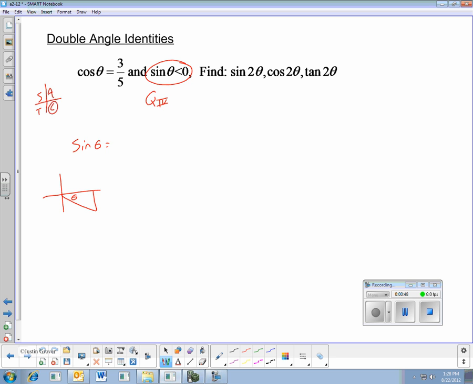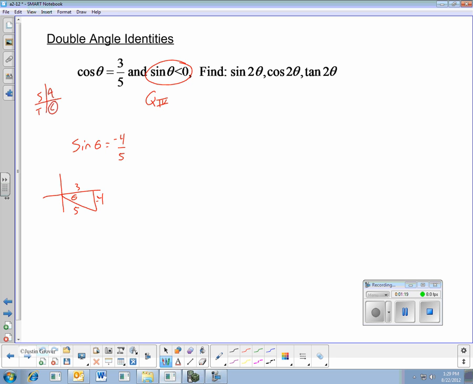and I know cosine's 3 over 5, that's adjacent over hypotenuse, and I need that missing side. It's a y value. We see this is a 3, 4, 5 Pythagorean triplet. So I know that this is going to be 4, but I also know because it is below the origin on the y-axis, it's going to be a negative 4. Plus, I know sine has to be negative in quadrant 4, so opposite over hypotenuse for sine is going to be negative 4 over 5.